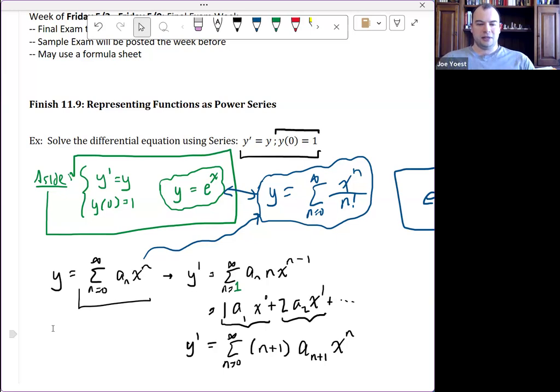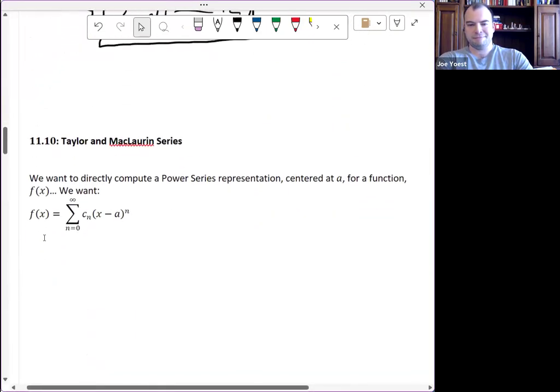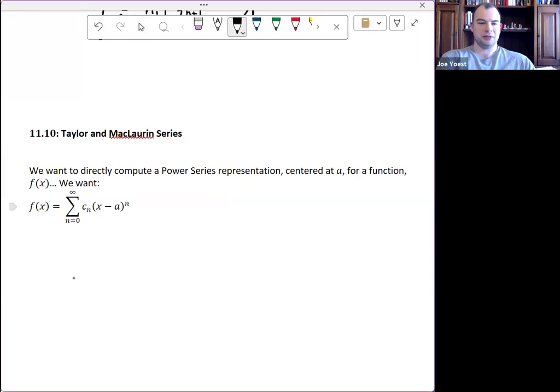I don't want to, for every function that I come up with, try to find some creative way to turn it into a power series. I want something that will work for, roughly speaking, any function you're given. You do it the same way, and it cranks out the power series representation. And that's what we're trying to do here with Taylor-Maclaurin series. So my goal is to find a power series representation for a function f of x. So we want something along the lines of f of x equals the sum from n equals 0 to infinity of c_n times (x minus a) to the n.